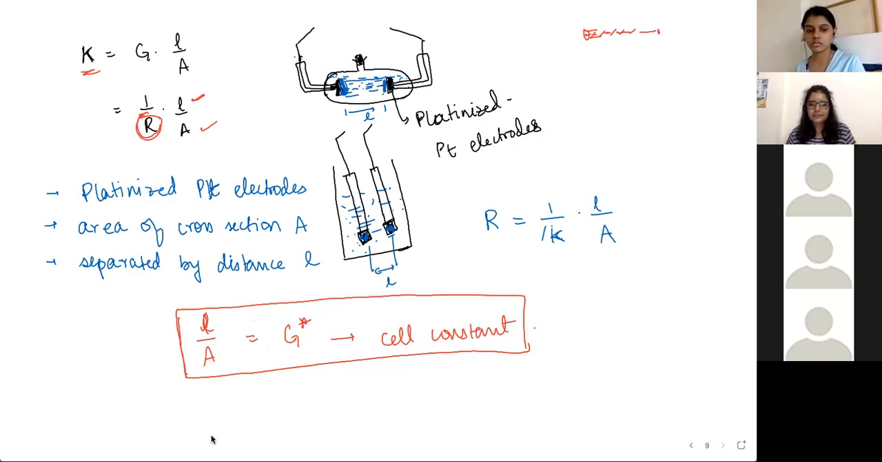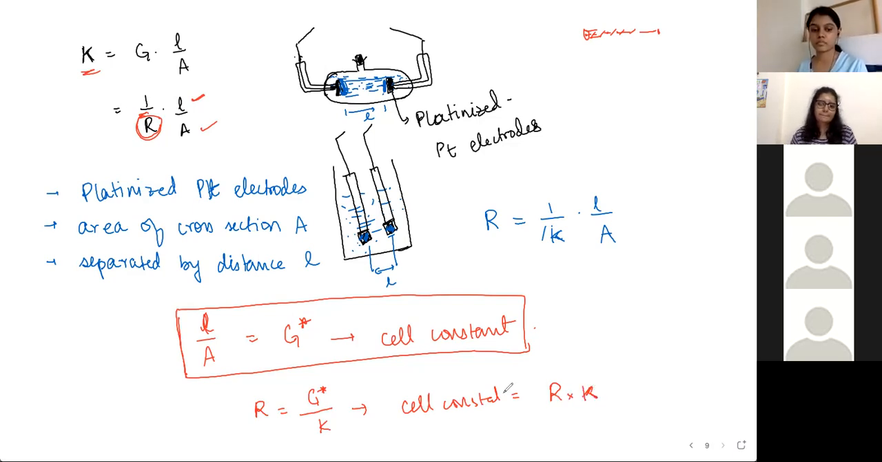Yeah, you can play around with this, have different formulas. So G star is L by A. So R will be equal to G star by kappa. Or you can also say the cell constant is equal to the resistance into the conductivity, R into kappa. Yeah, note down these formulas.